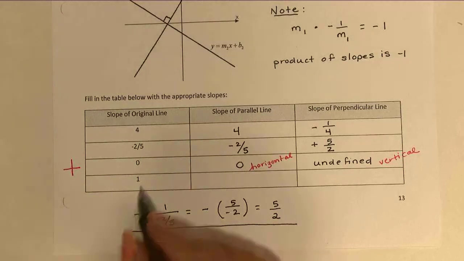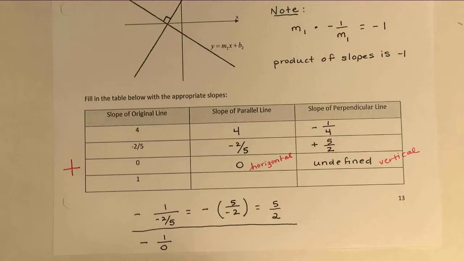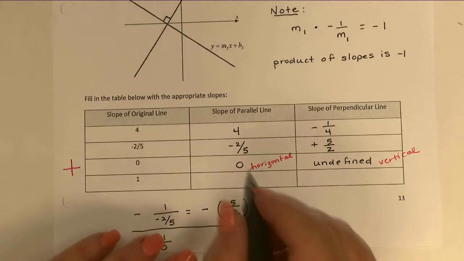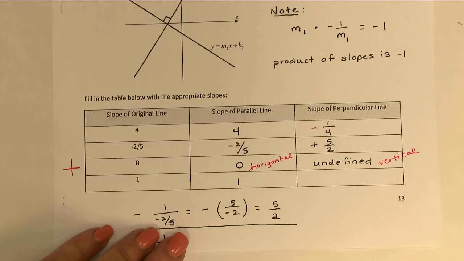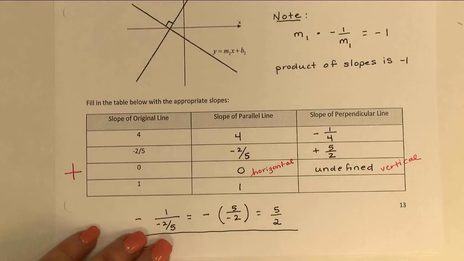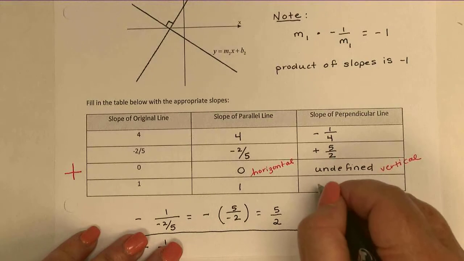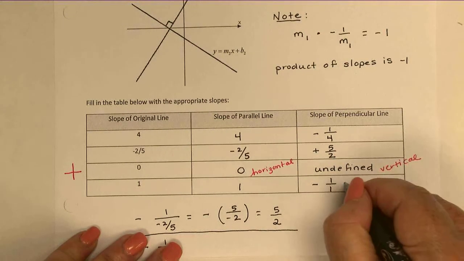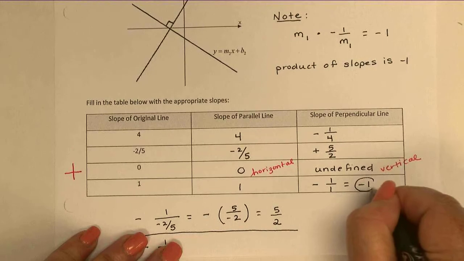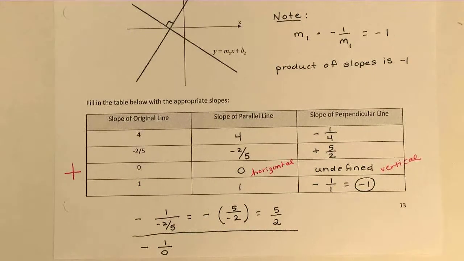All right, the last one. If my original line has a slope of 1, then the parallel line also has a slope of 1. The perpendicular line, if I take the negative reciprocal, negative 1 over 1 is just going to be negative 1 for the slope of the perpendicular.